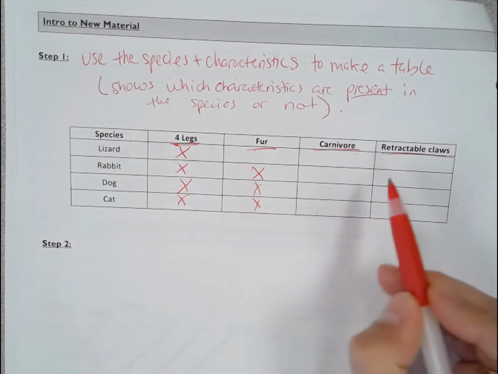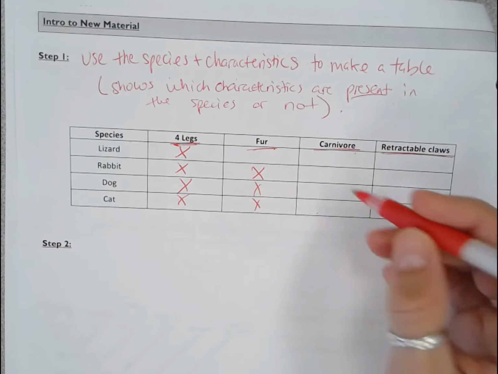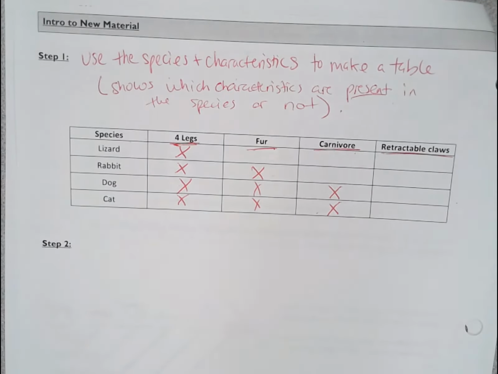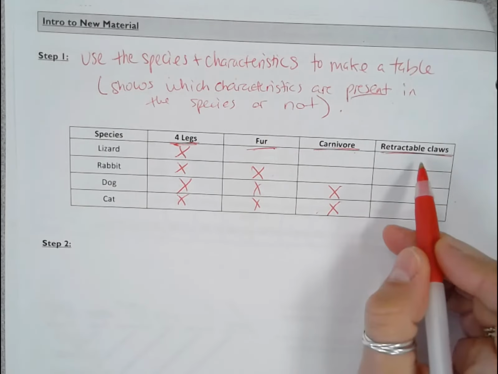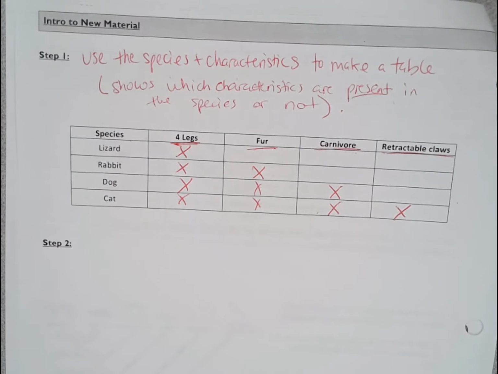A carnivore, well, lizards and rabbits actually eat a lot of non-meat things, but dogs and cats are usually eating mostly meat, so we're going to say that they're carnivores. We're talking about wild cats and wild dogs, not your domesticated cats and dogs that sometimes eat vegan and things like that. They pretty much turned into humans in that they are omnivores. And then retractable claws, meaning they come out and they can retract back in. That's just our cat.